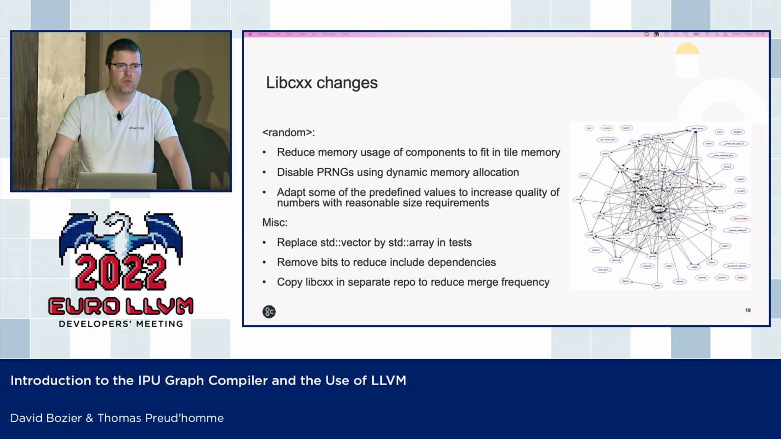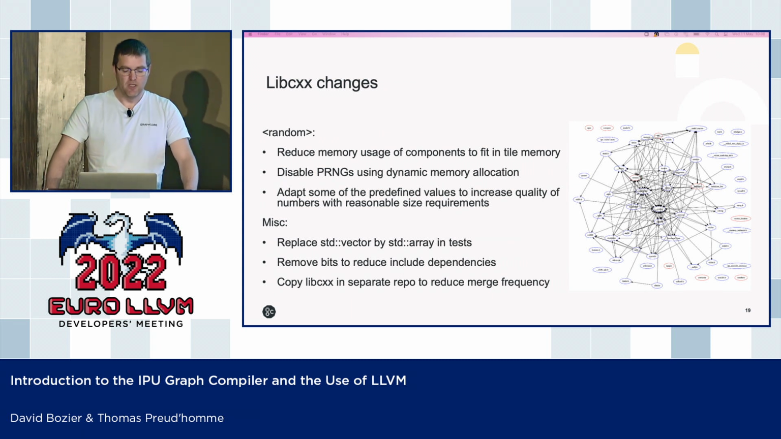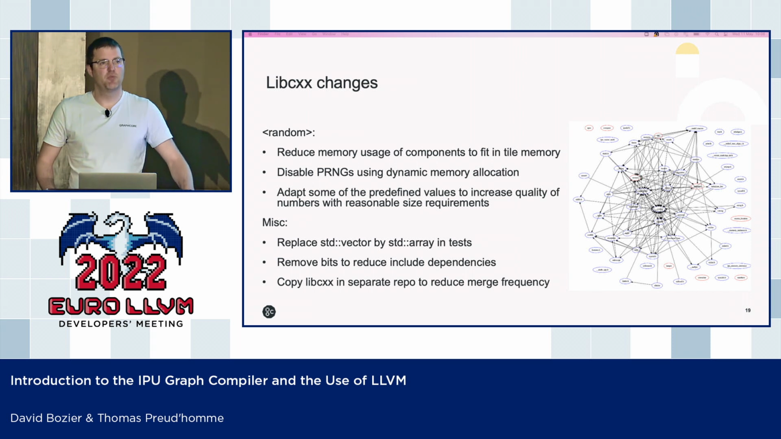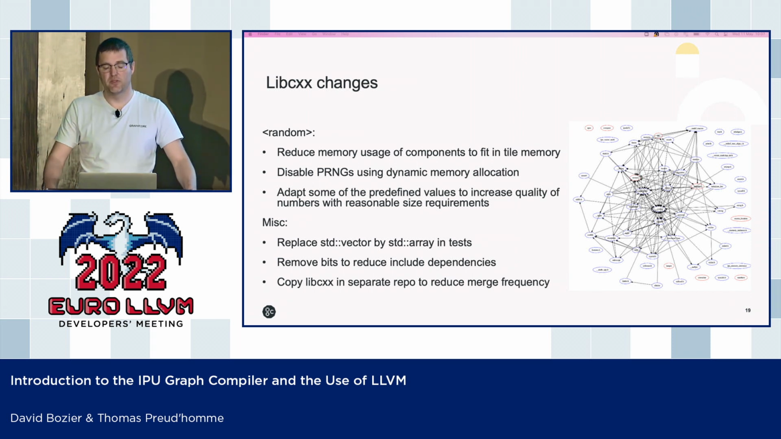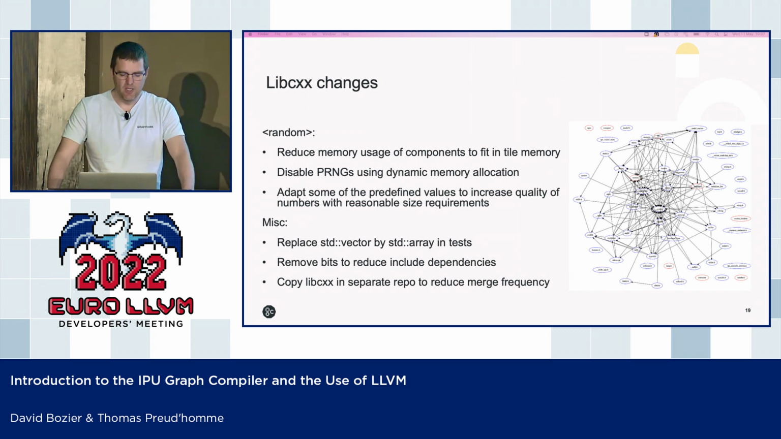We also needed to remove some of the pseudo-random number generators because they were using dynamic memory allocation. And we had to adapt some of the predefined values also, to increase the quality of the numbers that were generated while still keeping a reasonable code size. Some other change we had to do is for the test suite: we had to change a lot of uses of std::vector to std::array.